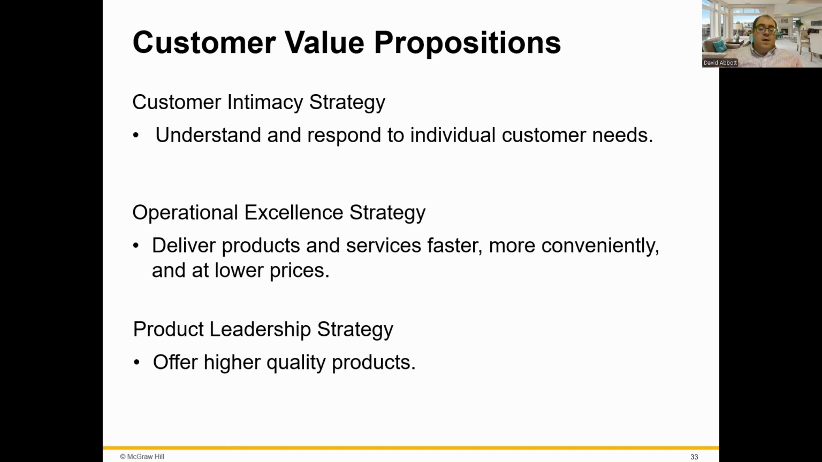Companies that would look to adopt an operational excellence strategy strive to deliver products and services faster, to be more convenient, to offer lower prices. Examples of this might be Southwest Airlines, certainly Walmart. They're trying to be more convenient. They're trying to have lower prices, and the Vanguard Investment Group. Companies that look for product leadership are ones that want to offer a higher quality product than competitors. Examples could be Apple with the computers and the phones that are always seeking to offer a higher quality product than what competitors would offer, or Cisco Systems with some of their networking gear. They're trying to give something better than what competitors could give.